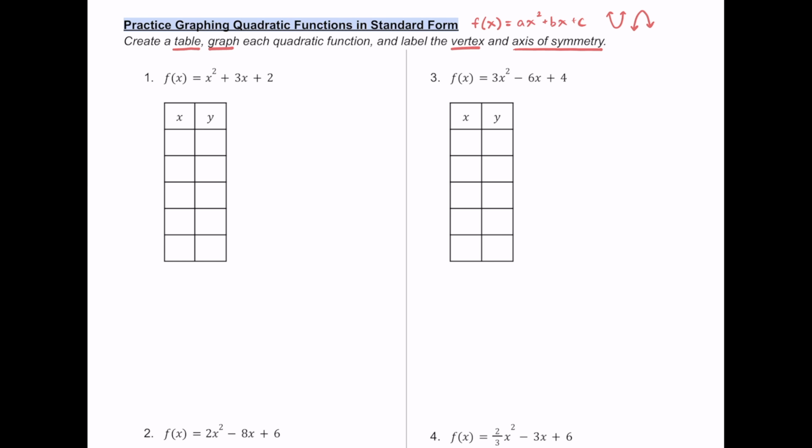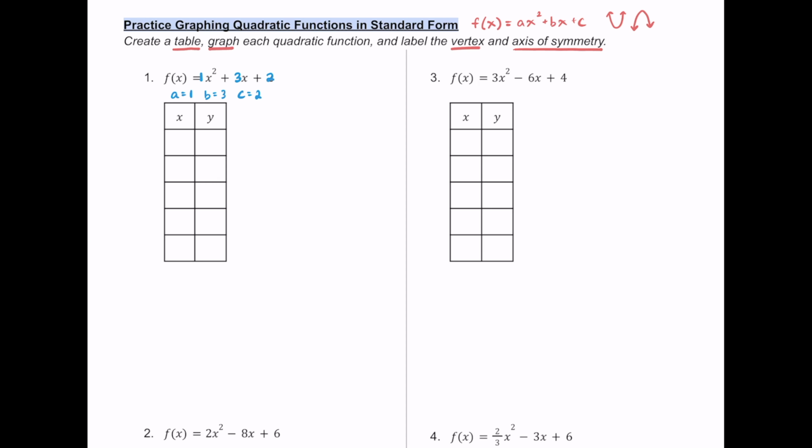Let's jump into number one. For number one, we have f(x) = x² + 3x + 2. The first thing I'd like to do is identify what our a, b, and c are. a is going to equal 1, b is going to equal 3, and c is going to equal positive 2. So we'll label that just so we know what they are.